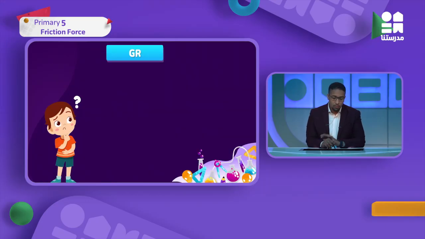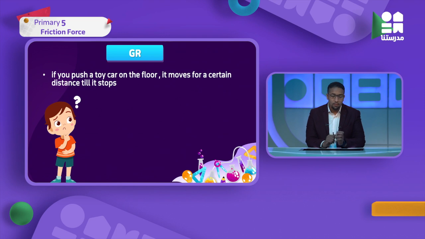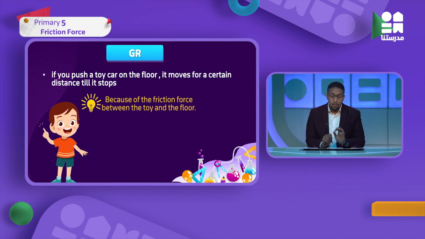هنا عندنا question مهم جدا. Give reason: if you push a toy car on the floor, it moves for a certain distance till it stops. Why does it stop? It stops because of friction force between the toy and the floor. So this friction force acts in the opposite direction, so that's why the toy car will stop moving.